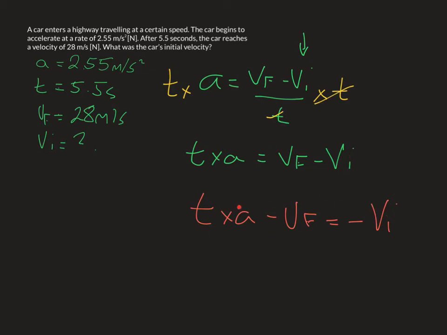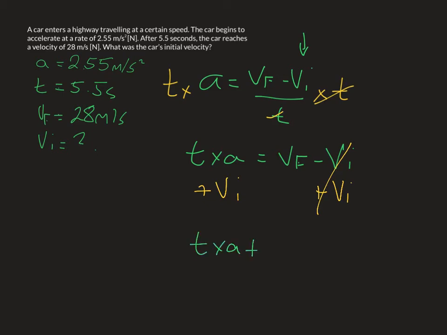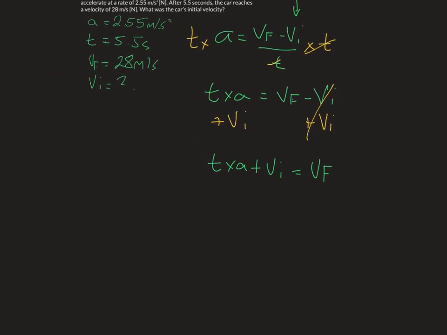We don't want this. So what we're going to do instead is add VI to both sides of the equation. If I add VI here and add VI here, it's going to cancel out on this side, and what I'm going to get is T times A plus VI is equal to my VF. Okay? Which still does not get us what we want. We still don't have VI by itself, but now we have an easier rearrangement.